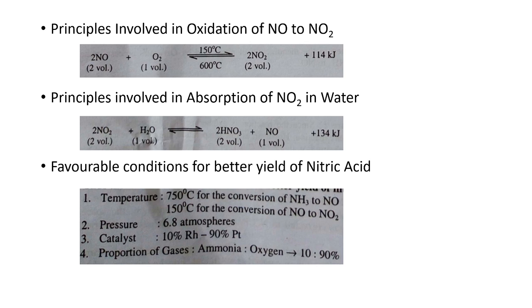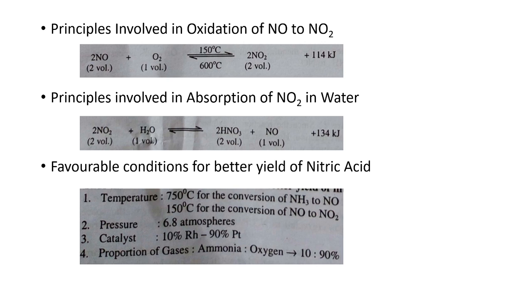Then in the second step, conversion of NO to NO2, the temperature should be 150 degrees Celsius. Here, throughout the process, the pressure should be 6.8 atmosphere. The catalyst is in 80 mesh gauze form and made up of 10% rhodium and 90% platinum. So this catalyst is optimum.